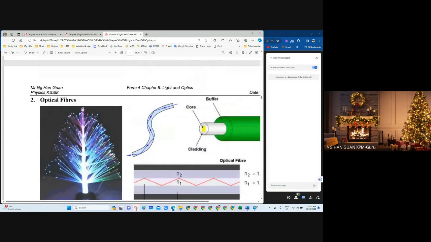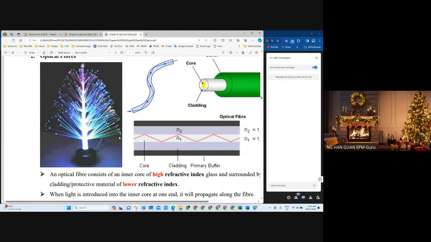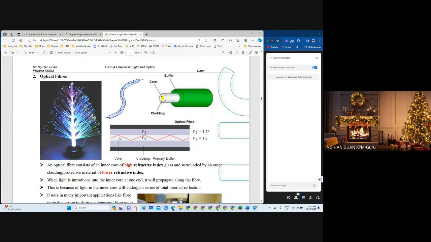Okay. So in our previous lessons, we covered a little bit more on the applications of total internal reflection of light, especially for optical fibers. Okay, optical fiber actually is a very fine glass. So it is not a hollow tube, all right? Inside there is a core. The core actually is glass, and then there is an outer layer, the cladding layer. So this is a two-layer glass, lah.